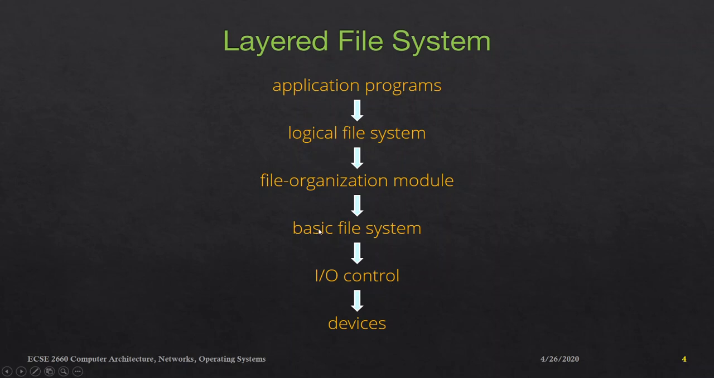Above the I/O control layer, we have the basic file system. This layer works directly with the device drivers in terms of retrieving and storing raw blocks of data without any consideration for what is in each block. Above the basic file system, we have the file organization module, which knows about files and their logical blocks and how they map to physical blocks on the disk. In addition to translating from logical to physical blocks, the file organization module also maintains the list of free blocks and allocates free blocks to the files as needed.